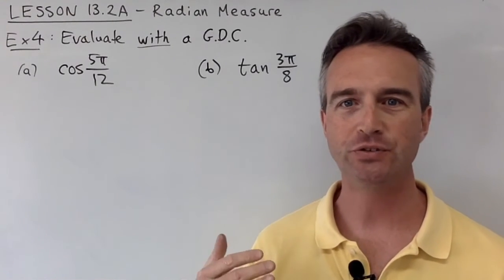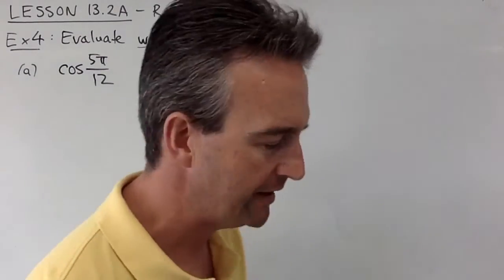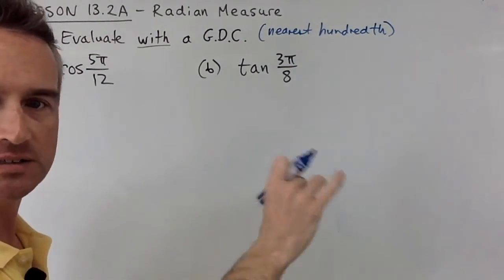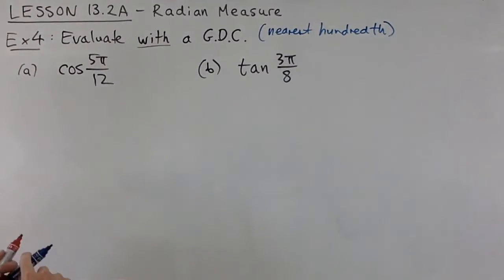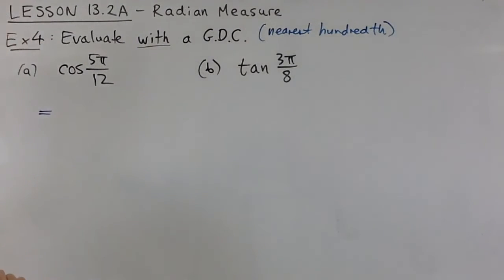And let's just make sure you can use your GDC correctly. Try these ones with your GDC to the nearest hundredth. So that means to 2 decimal places. You're going to get big, long decimals. Cut it off after 2 decimal places. Round up or down accordingly. And we're just saying use your GDC, so there's no reason to convert. Right? Just go in and punch that straight out.